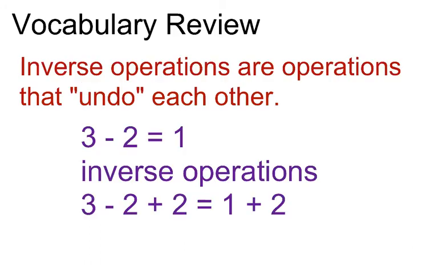Let's review. An inverse operation is an operation that undoes another operation. So we know inverse operations undo each other. So in an example such as 3 minus 2 equals 1, 3 minus 2 plus 2 equals 1 plus 2, because in both cases you get 3 equals 3. So that's our inverse operations.